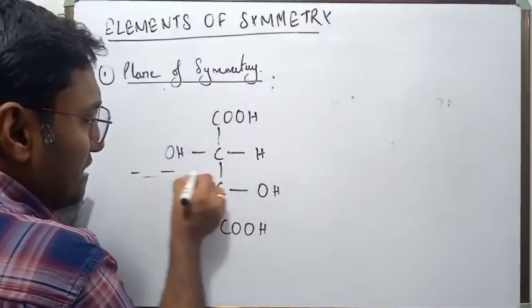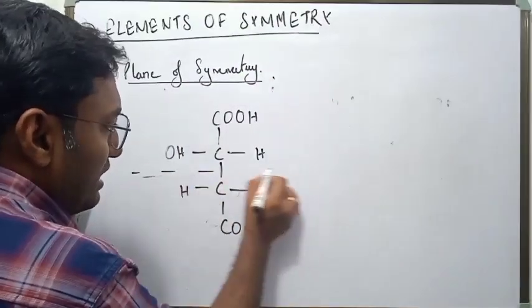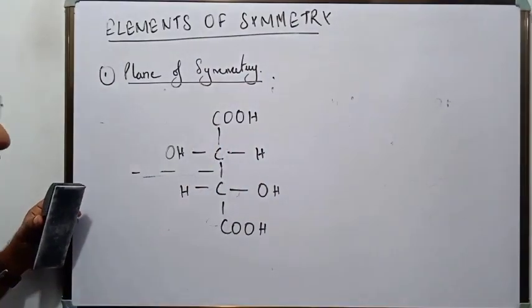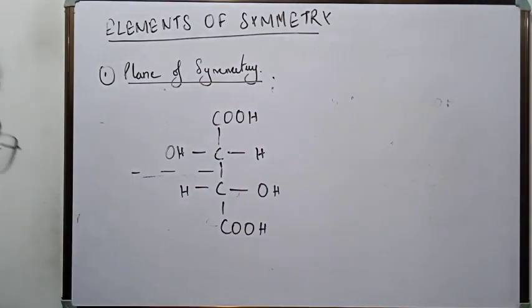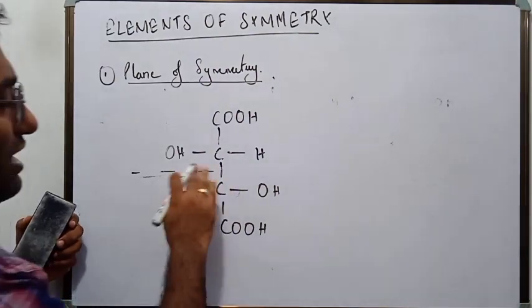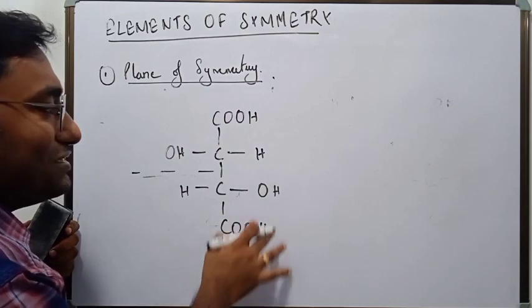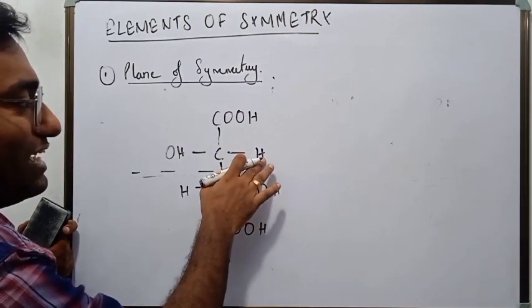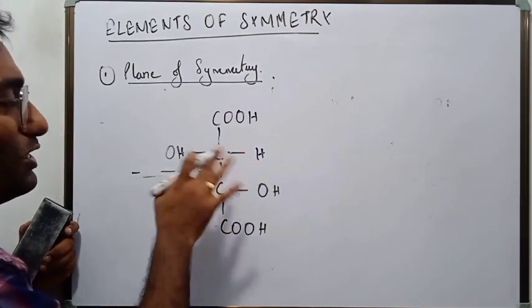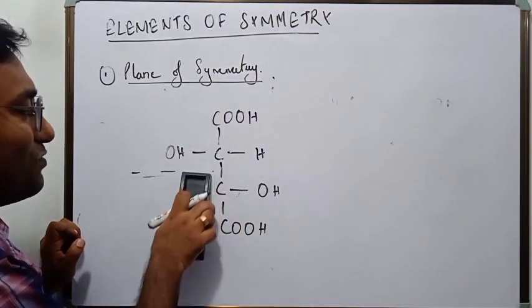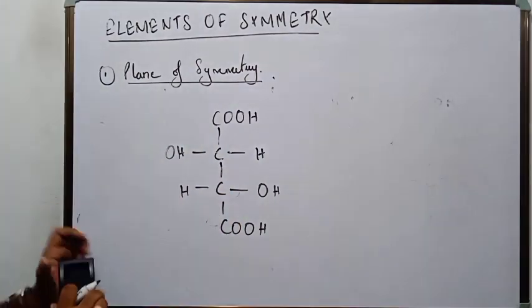If I put a plane like this here, will I be able to divide it into two equal halves which are mirror images of each other? No. I would be able to divide it into two equal halves, but they would not be mirror images, because here the OH is here, H is here, H is here, OH is here. So for this there is no plane of symmetry. A plane of symmetry for this isomer is not possible.